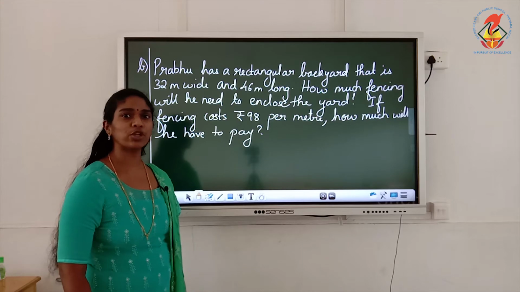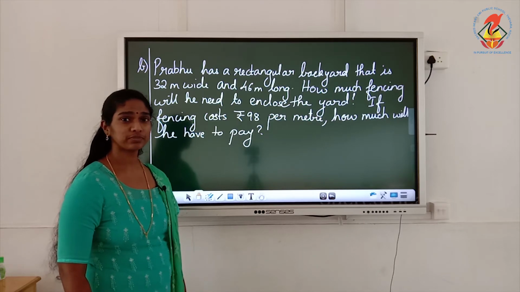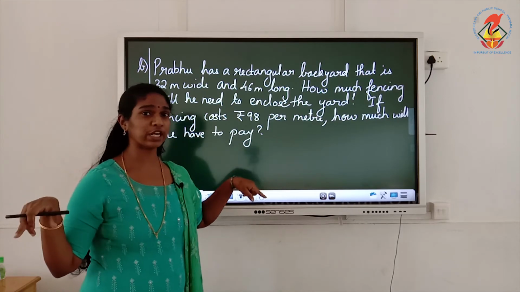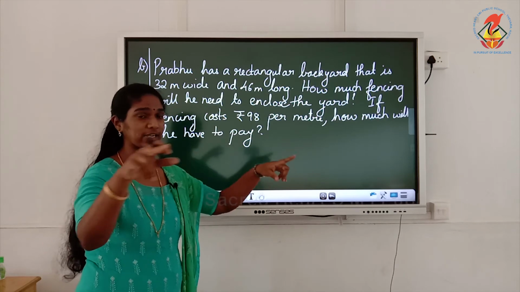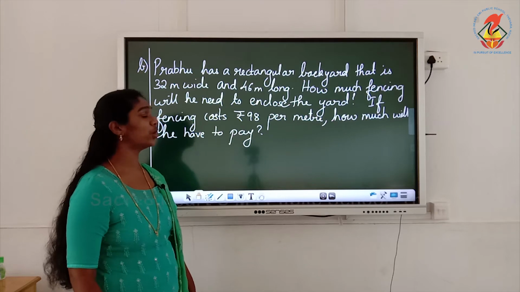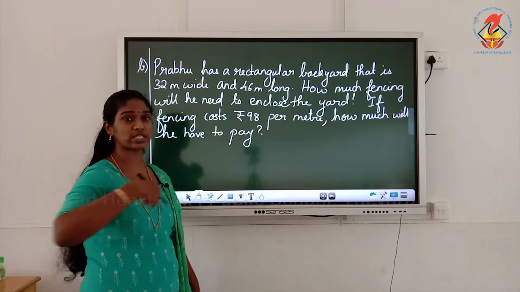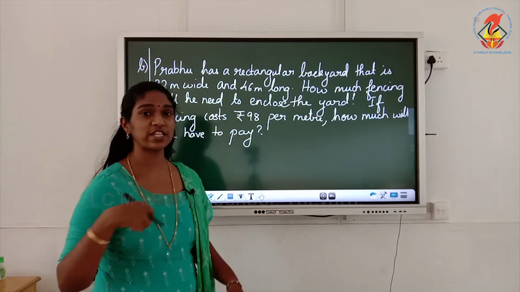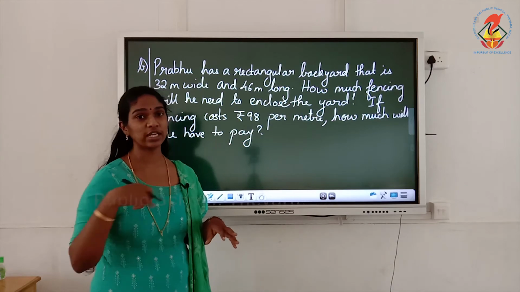How much fencing? What do you mean by fencing, children? In Malayalam you say Veligattal. So that is the same thing. How much fencing will he need to enclose a yard? He wants to enclose that yard. He wants to put a fencing around the yard.